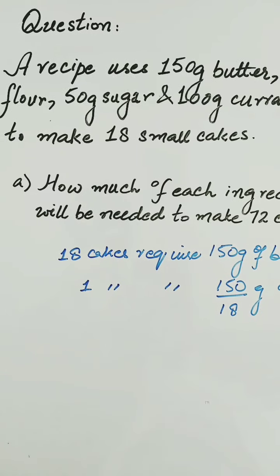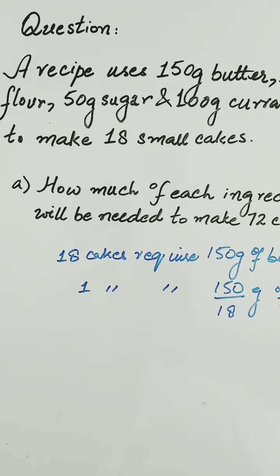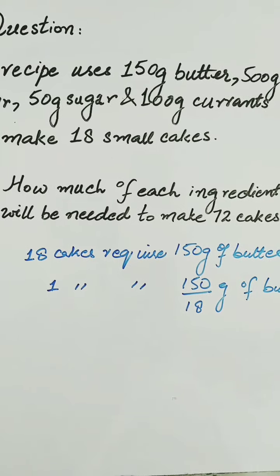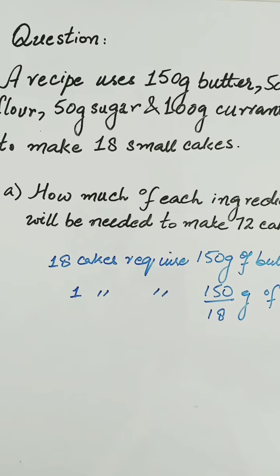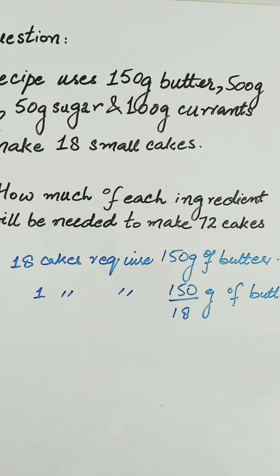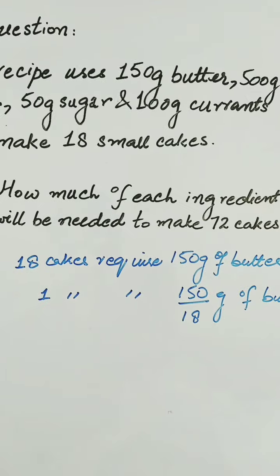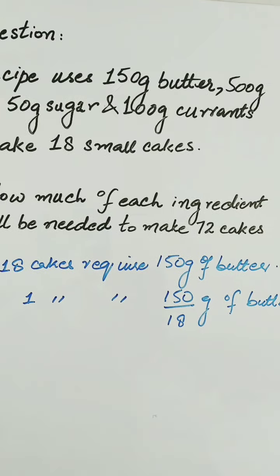A recipe uses 150 gram butter, 500 gram flour, 50 grams of sugar and 100 gram currants to make 18 small cakes. Now we have to find out how much of each ingredient will be needed to make 72 cakes. We are going to solve this word problem with the help of a unitary method.